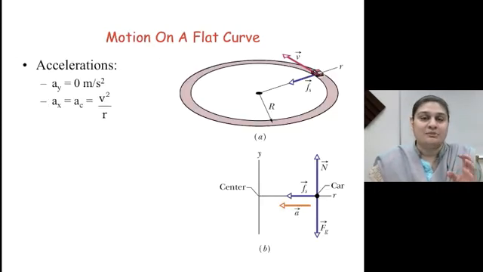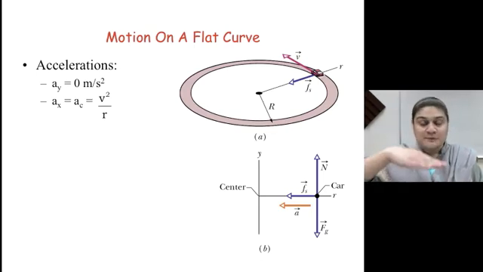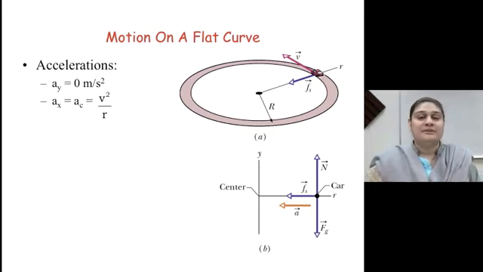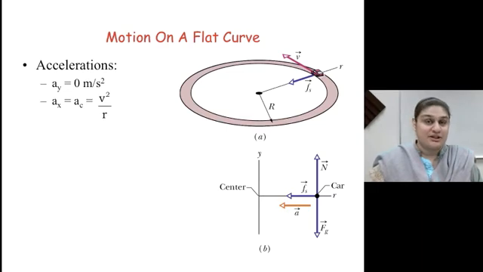So let's talk about the motion on a flat curve. What are the different accelerations on this car as it rounds a curve? Well, there is going to be acceleration along the y-axis and an acceleration along the x-axis. Along the y-axis, is the car going up and down? If the car is not going up and down, then the acceleration in the y direction is 0. And the acceleration in the x direction, however, is the center-seeking acceleration, the centripetal acceleration of the car, which is given by v squared over r.